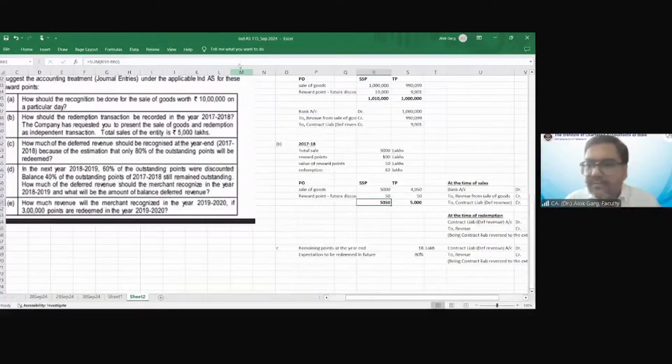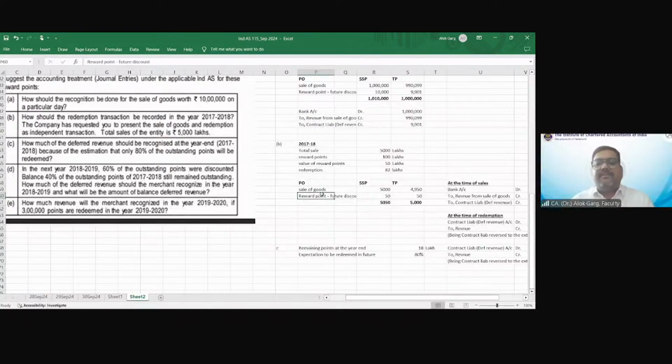What's your name? Nisha, sir. Nisha, if you look at this entire arrangement, when you have sold goods, you have collected the money from the customer, correct? And you have also committed to provide the reward points, right? These reward points have a value, which this customer will use, and the customer will make future purchases and get the discount. But you have collected the money.